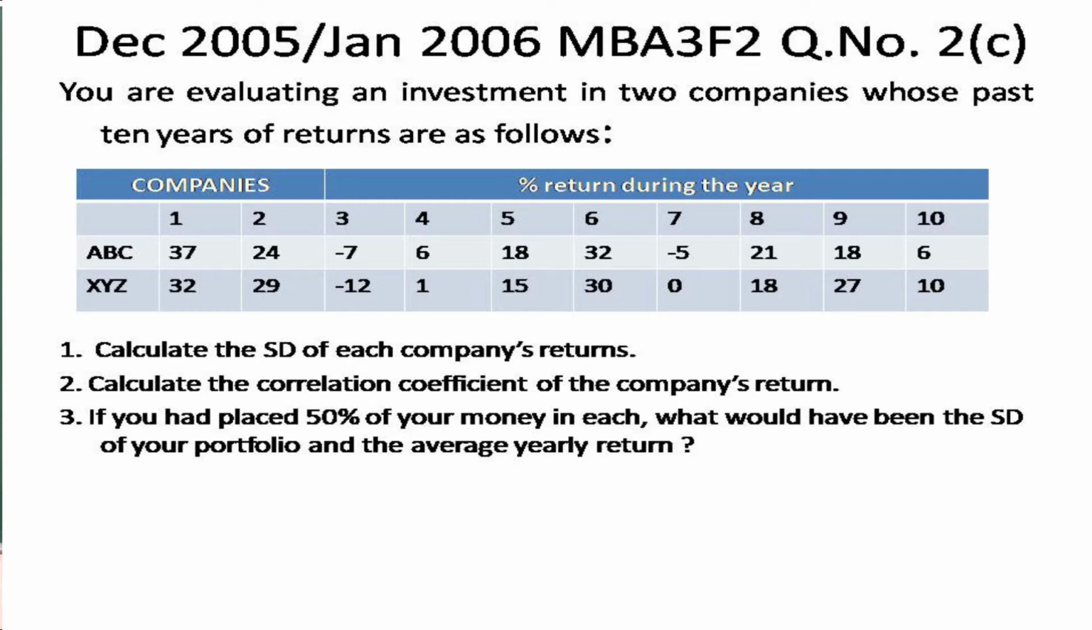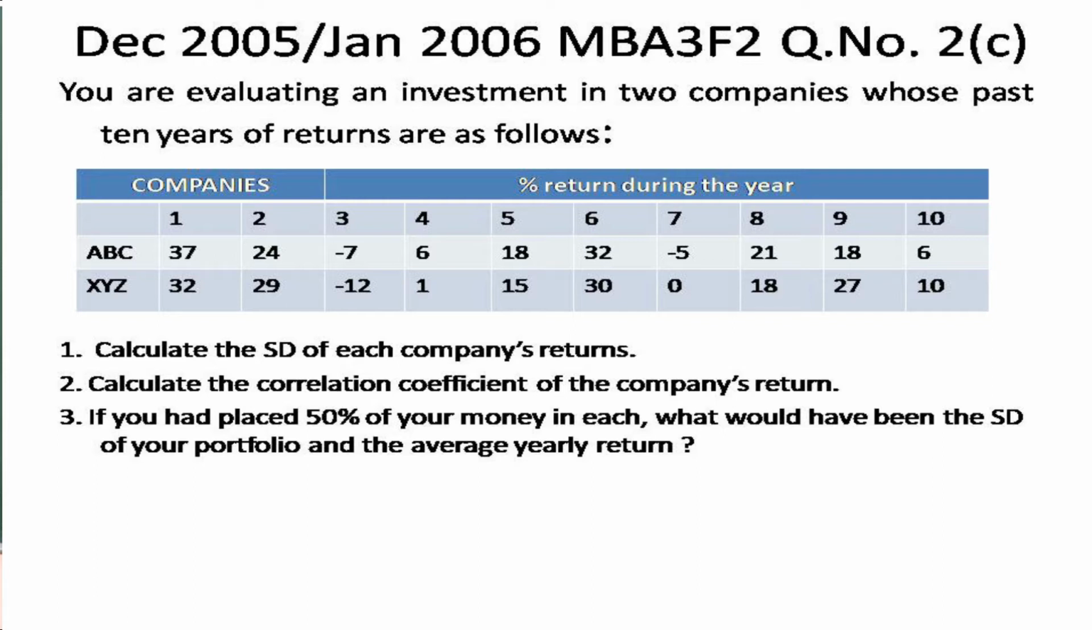And for XYZ, first year it is 32%, second year it is 29, third year it is -12, fourth year it is 1%, fifth year it is 15%, sixth year is 30%, seventh year is 0, eighth year is 18%, ninth year is 27%, and the last year, that is 10th year, is 10%. This is the data they have given, the percentage return for 10 years for the two companies ABC and XYZ.